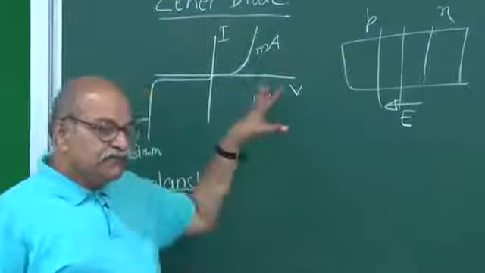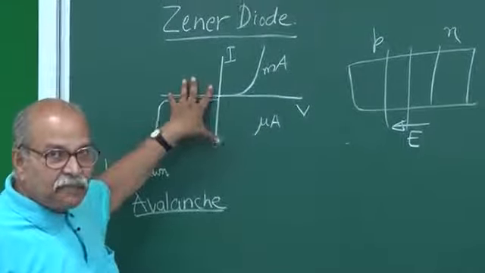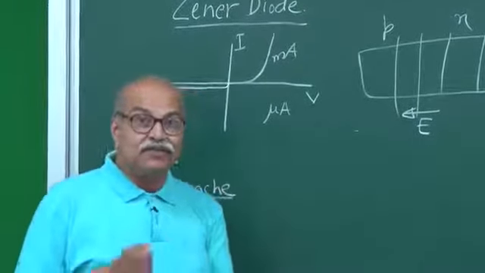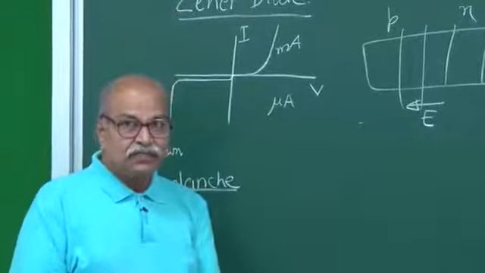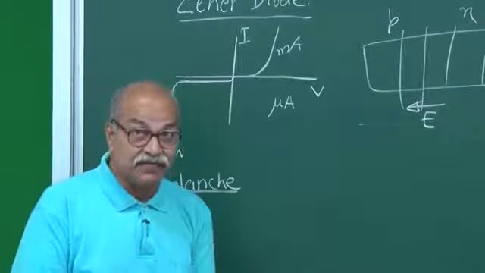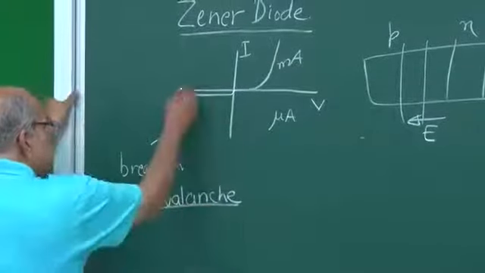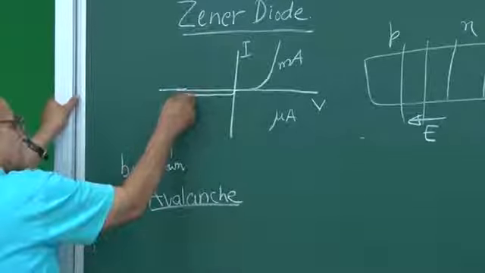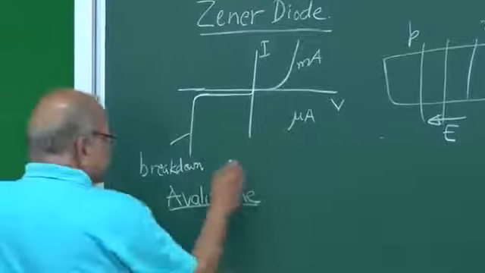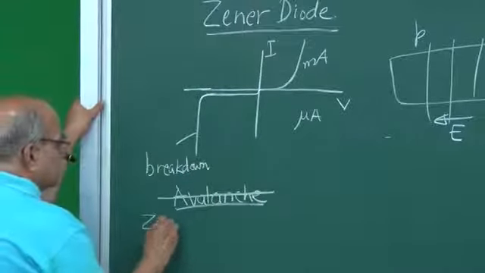But in Zener we are using this kind of phenomenon, but the breakdown is controlled. We control at what voltage this breakdown will happen, and that is very sharply defined. So that is the difference. This is the kind of characteristic, and here in a very short range it just goes down. So for Zener there is a different mechanism of breakdown, and that is called Zener breakdown.